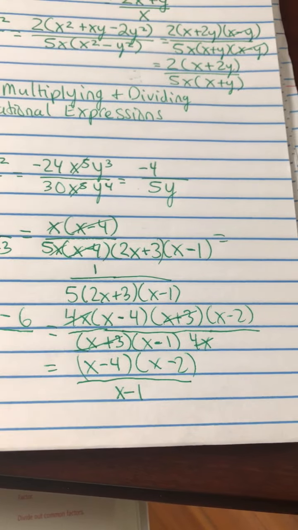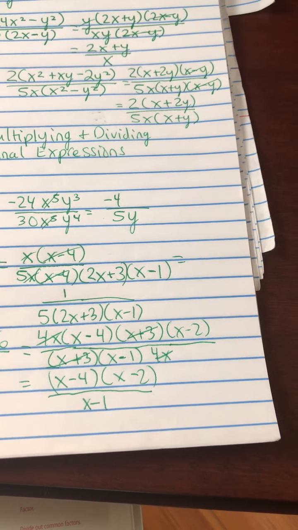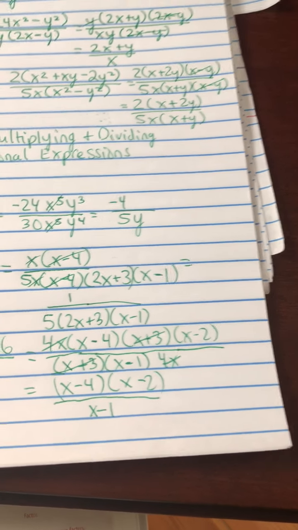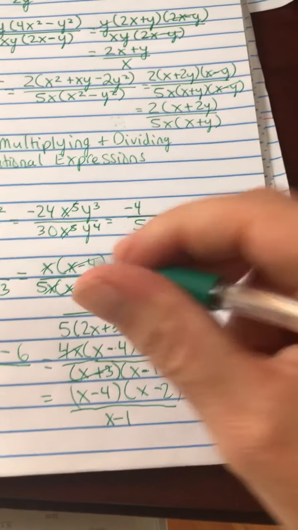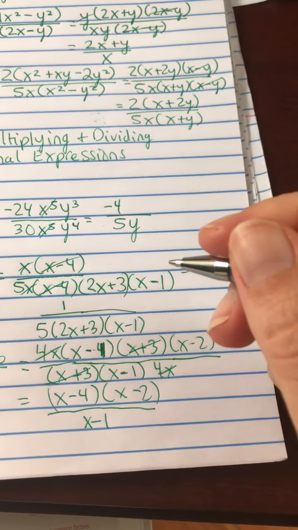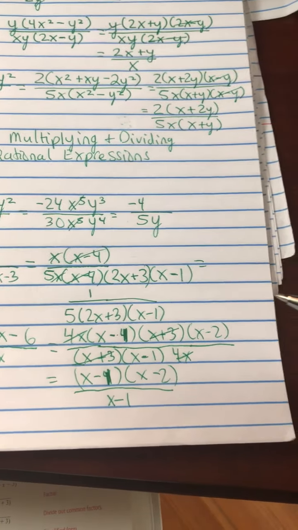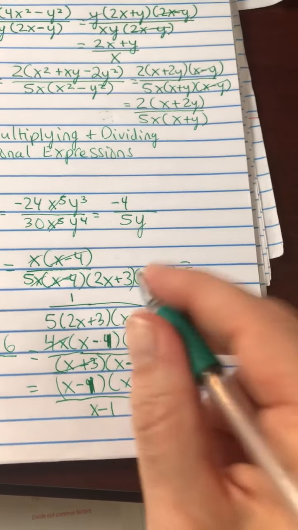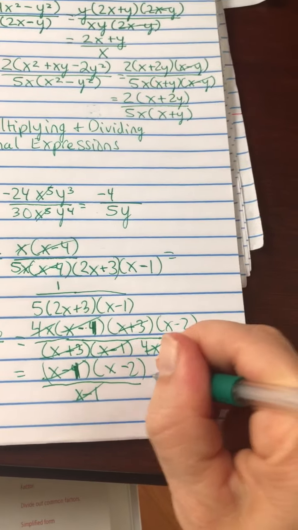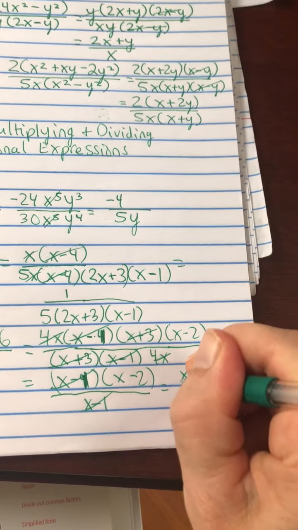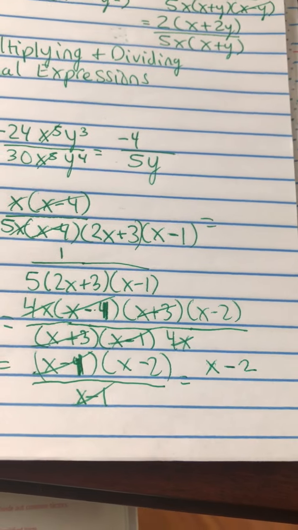Okay? Oh, wait, they crossed out. Oh, okay, 4x, this would have been x minus 1. So you had x minus 1 on the top. So then we can cross that out as well. And you're just left with x minus 2. Sorry about that. Okay? All right.